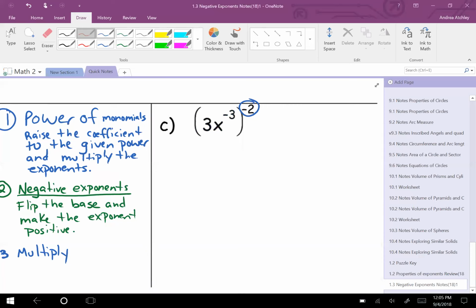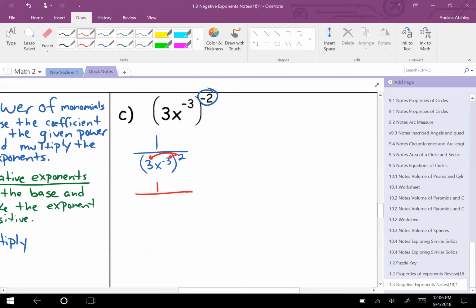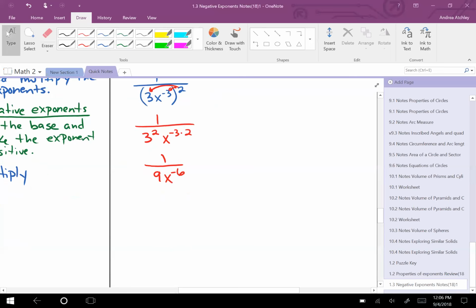Okay, now we're going to distribute it through. So it's going to be 1 over 3 squared x to the negative 3 times 2. So it's very close to what we did to that first problem. So you get 1 over 9 x to the negative 6. Almost identical to that first problem that we did. There's only a slight difference.